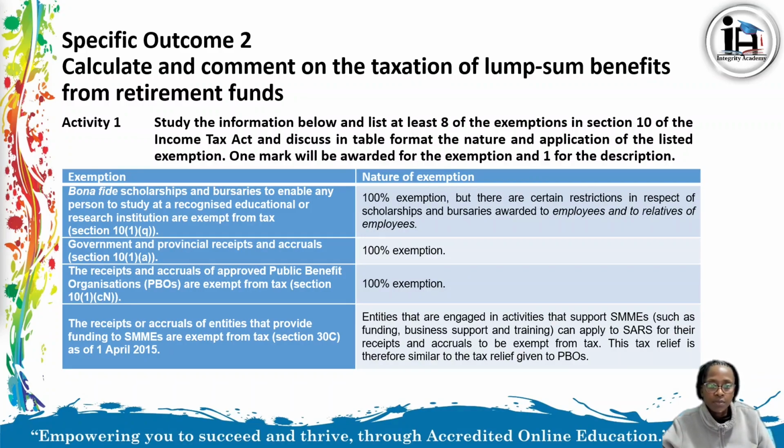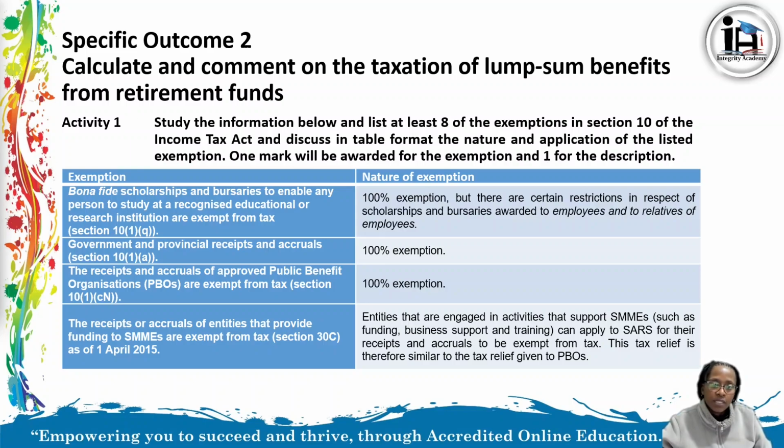Bona fide scholarships and bursaries to enable any person to study at a recognized educational or research institution are exempt from tax. That is section 10(1)(q). The nature of exemption is 100% exemption of the bona fide scholarship or bursary, but there are certain restrictions in respect of scholarships and bursaries awarded to employees and to relatives of employees.